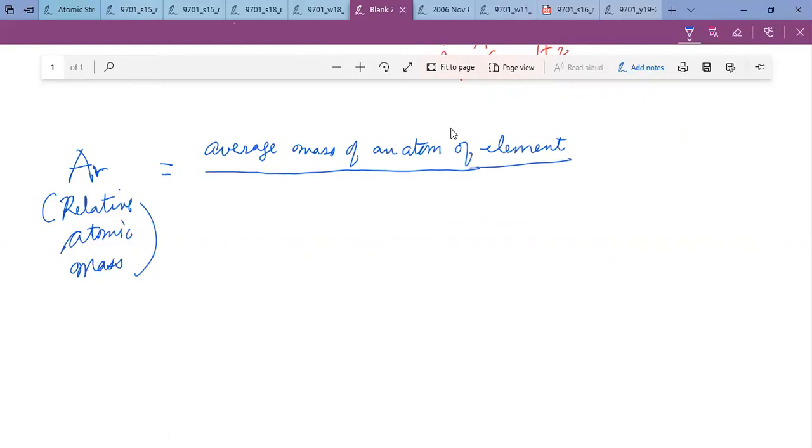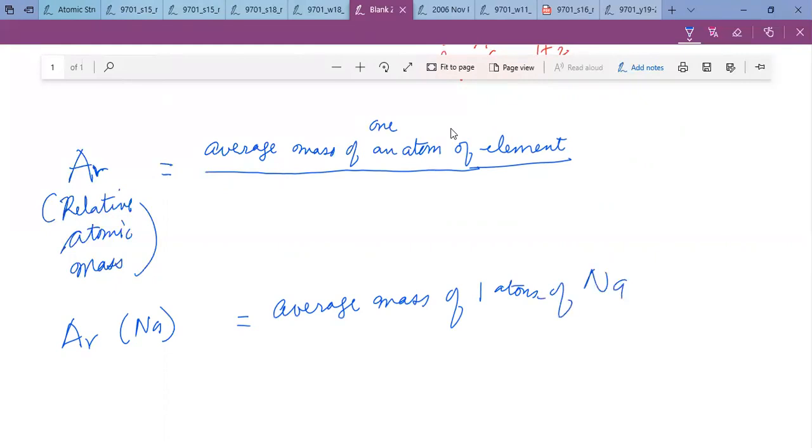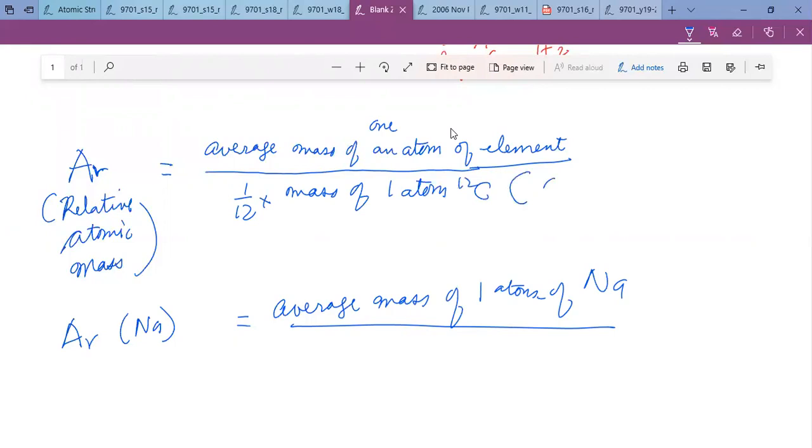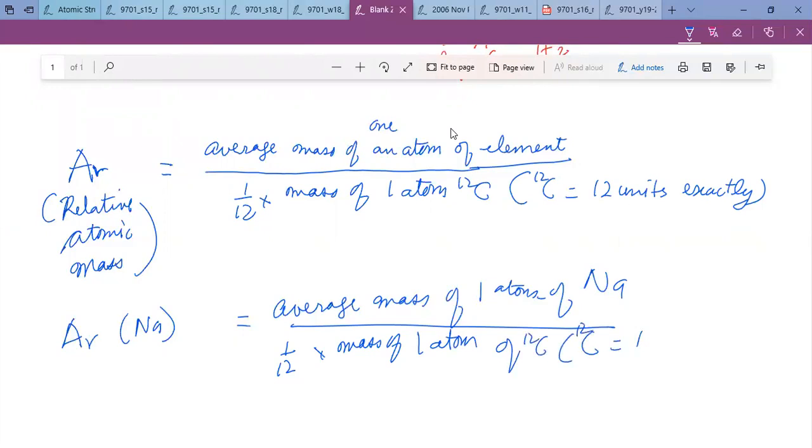Let's say if you ask, what is the relative atomic mass of sodium? So I have to put here: average mass of one atom of sodium compared to 1/12 times mass of one atom of carbon 12. Not enough, no. You must put down carbon 12 is equal to 12 units. So: 1/12 times mass of one atom of carbon 12, where carbon 12 equals 12 units. Exactly. 1 mark.